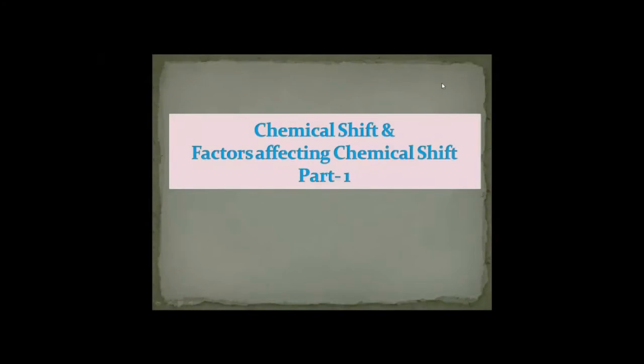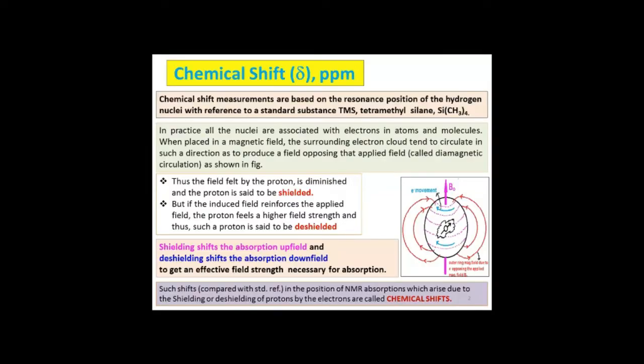So hello, we'll be discussing the chemical shift and also the factors affecting chemical shift in two parts. And this is part one. So here, what do you mean by chemical shift? What is the role of chemical shift in this NMR spectrum? The chemical shift is generally denoted by the symbol delta and its unit is ppm. What is that ppm? Parts per million.